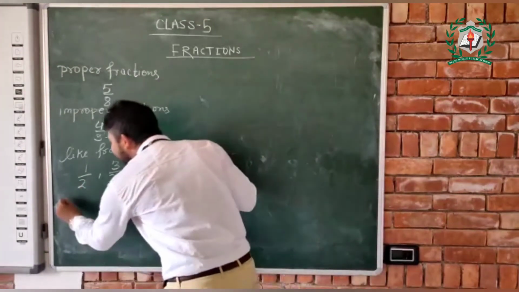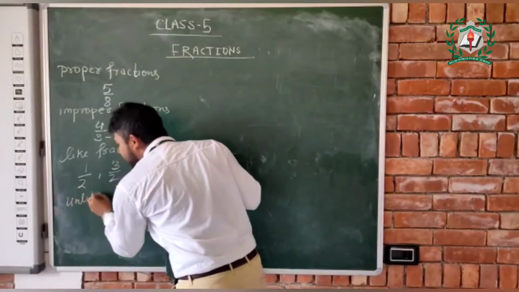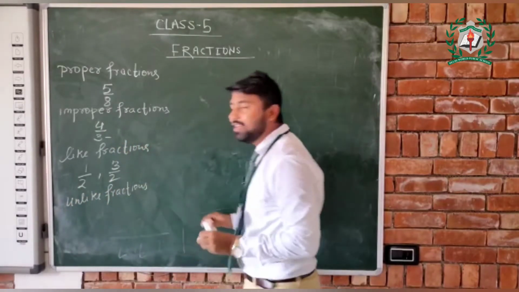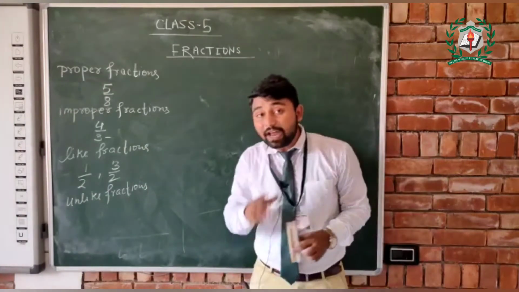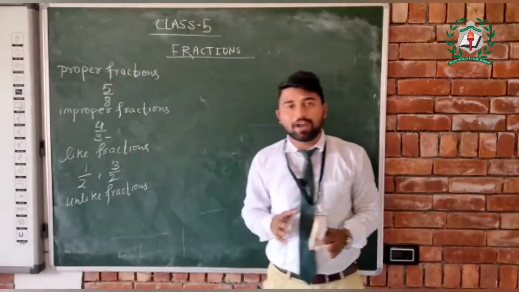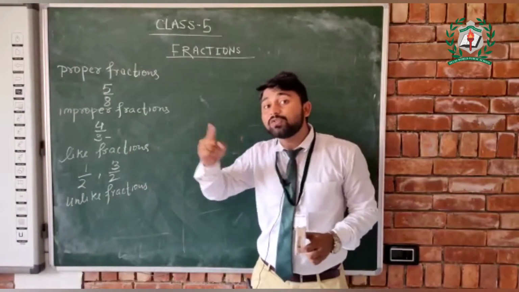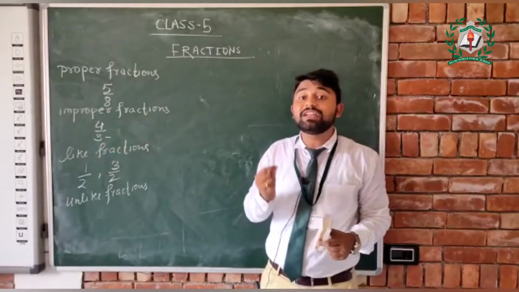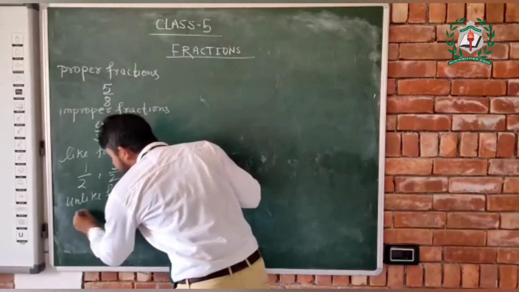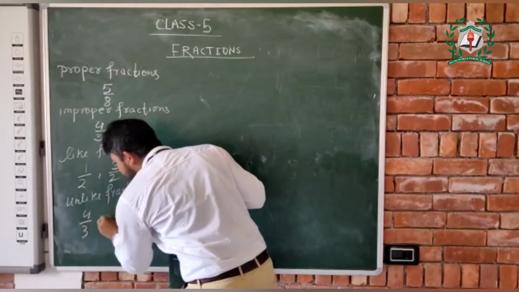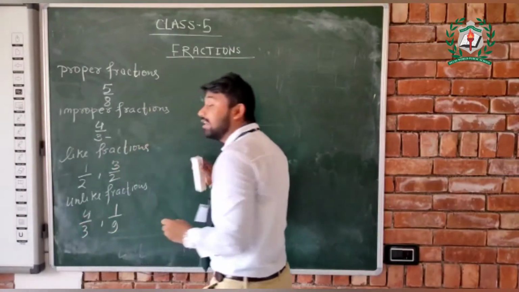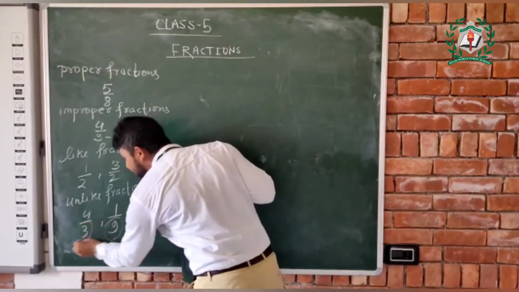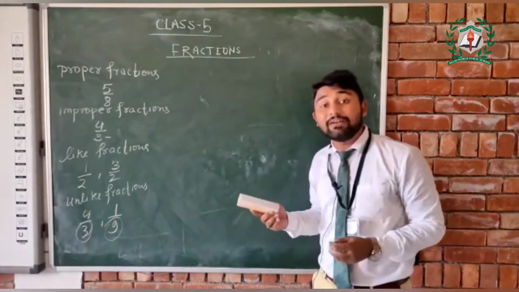Now the next one is unlike fraction. Unlike fraction is just the opposite of like fractions. Like fractions, what was it? The denominator should be the same. Unlike fractions, the denominator should be different. It means 4 upon 3 and 1 upon 9 are unlike fractions because they have different denominators.